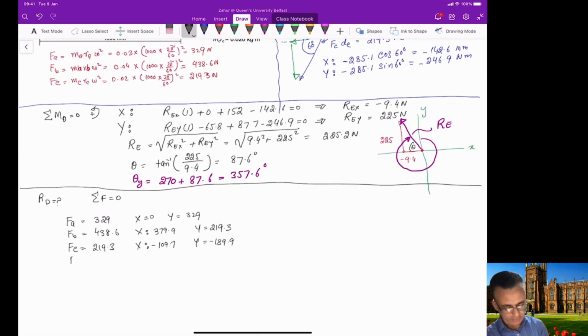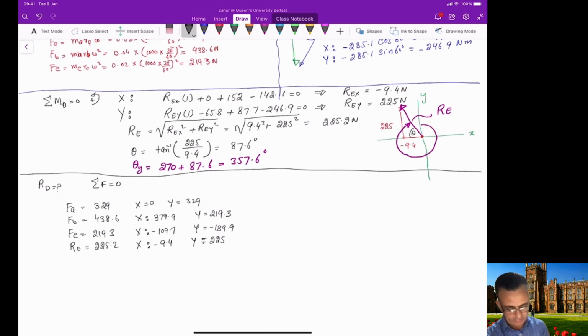And we are also given the RE. So RE, which we have, is the reaction at location E, which is 225.2, and it has an x component, which was minus 9.4, and its y component was plus 225 Newton. Okay, so now with this condition, we can apply the forces in the x direction first, and then in the y direction.